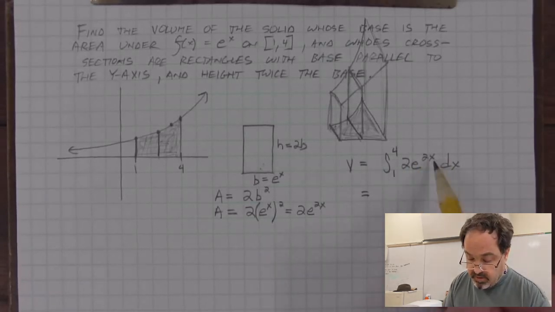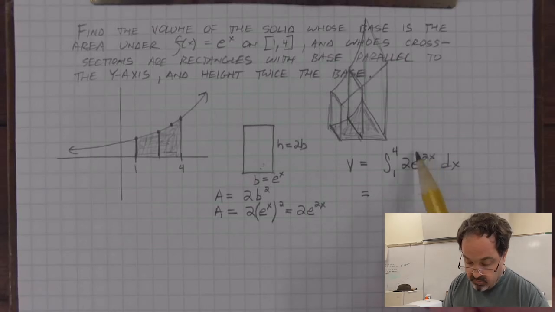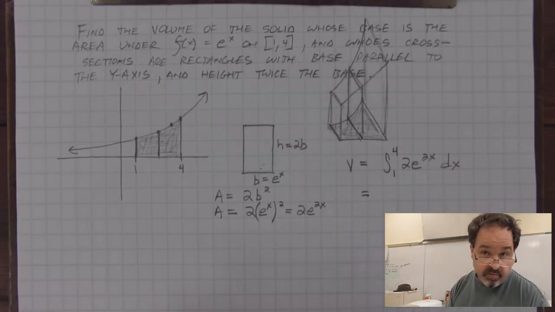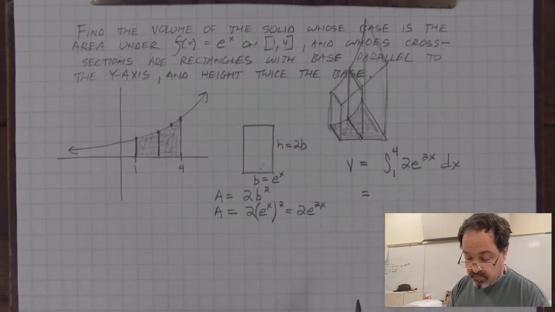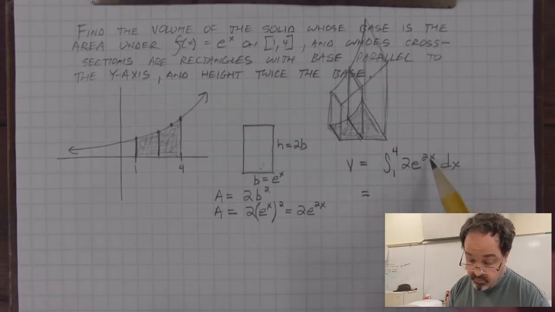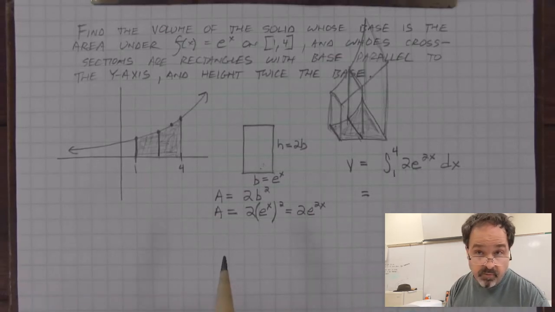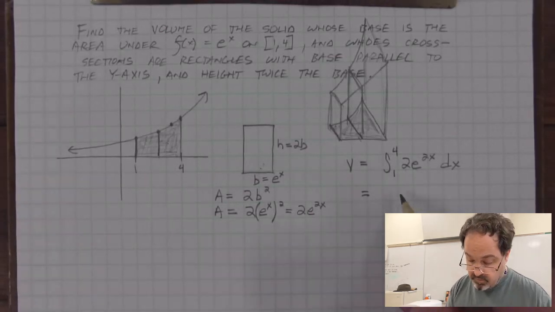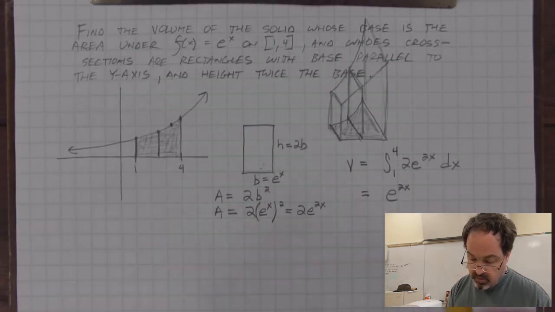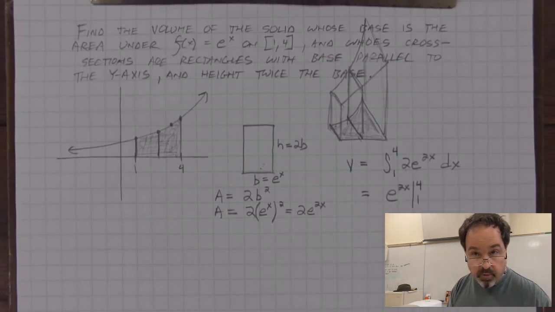The integrand here is fairly simplistic. We have the constant 2 times the composite function e to the 2x. E to the x is its own integral, so the integral of e to the 2x is going to be e to the 2x divided by the derivative of 2x, which is 2. And if we're dividing by 2, it'll cancel the multiplication by 2. So the antiderivative of 2e to the 2x is e to the 2x. And with the fundamental theorem of calculus, we'll need to evaluate that antiderivative from 1 to 4.